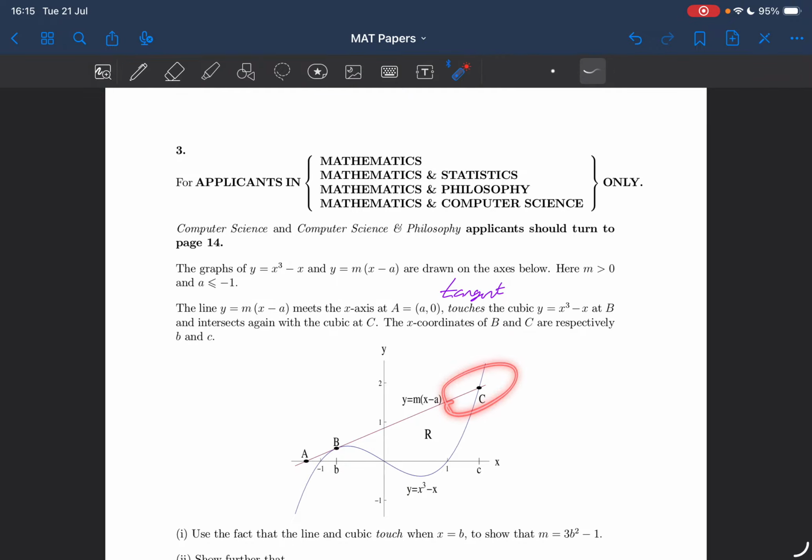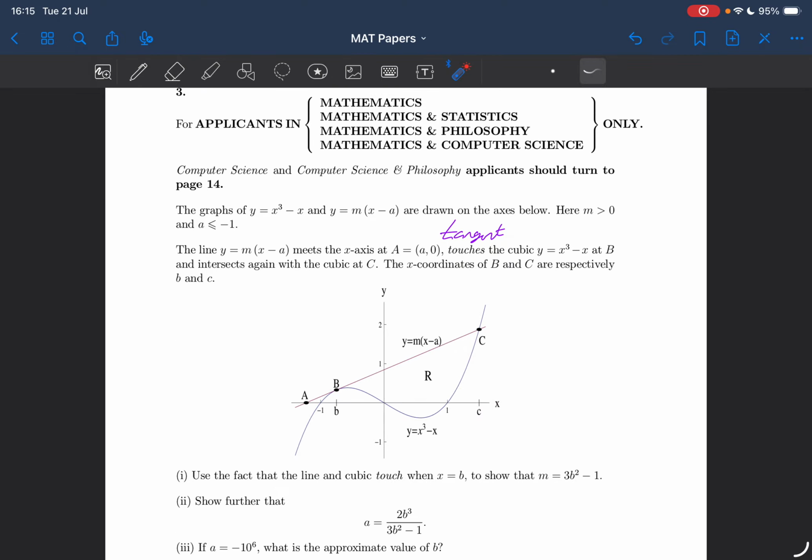And they meet again at point C, and we call the lowercase letters the x-coordinates. Using the fact that they touch when x is b, show that this is true. So when they touch, it's a gradient. If we think about the cubic and differentiate it, we get 3x squared minus 1. When we plug in the value of b, that should be the same gradient as the straight line, i.e. m. So therefore m is equal to 3b squared minus 1.